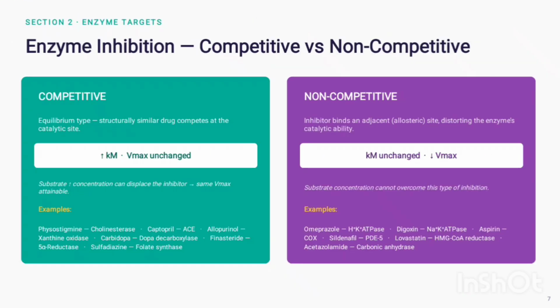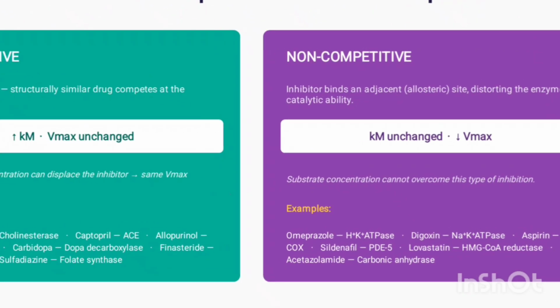Examples of these drugs are omeprazole, which acts by inhibiting the proton pump; digoxin, which acts by inhibiting the sodium potassium ATPase pump; aspirin, which acts by irreversibly, non-competitively inhibiting the COX enzyme; then sildenafil, phosphodiesterase 5, and lovastatin, HMG-CoA reductase, acetazolamide, carbonic anhydrase enzyme.